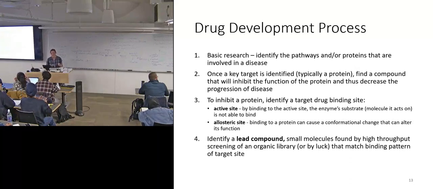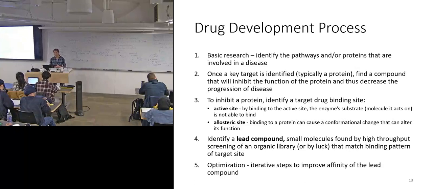But if you're identifying a lead compound, usually what you'll do is run an assay, some sort of high throughput screening, where you have a huge library of small molecules. They're all similar. They might have a couple of different side groups on them. Maybe one has a fluorine, maybe one has a couple of nitrogens available, whatever it might be. What you're looking for is to match a binding pattern to your target site. Once you identify a lead compound, getting a hit through this high throughput screening, you'll go through a series of iterative steps to improve the affinity of your compound until you have a drug you want to move forward with.